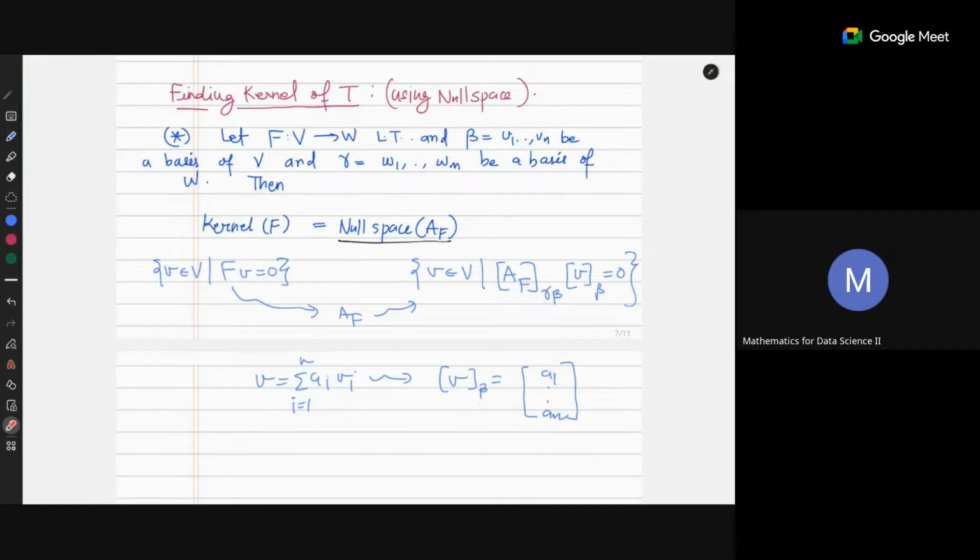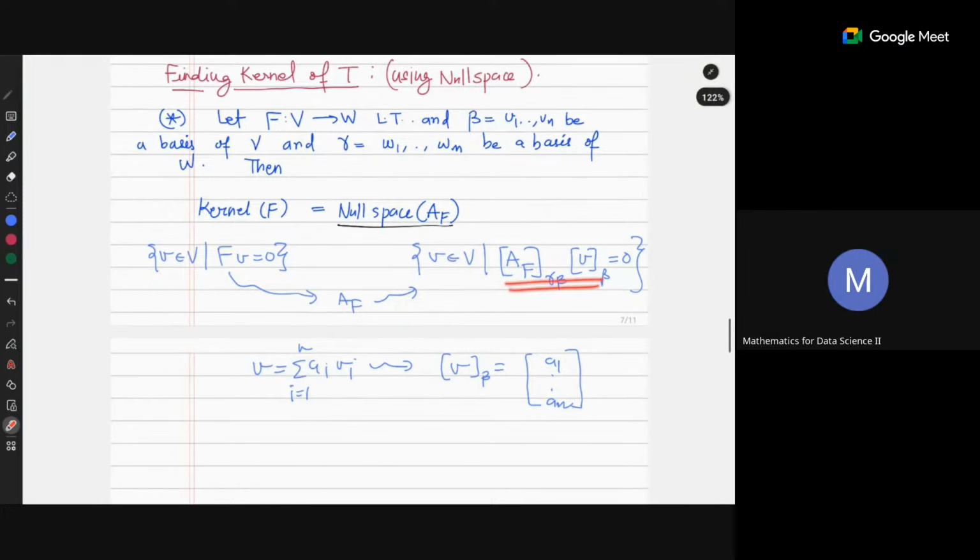Solving this is the same as solving for the kernel. And we already know how to solve this. How? This is nothing but the null space of matrix A. This is nothing but the null space of matrix AF. AF means the matrix associated with F with respect to the beta basis of the domain and the gamma basis of the codomain. That is what this notation says. There is nothing much about it. Don't get bothered by this notation.